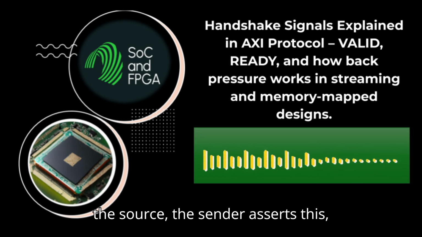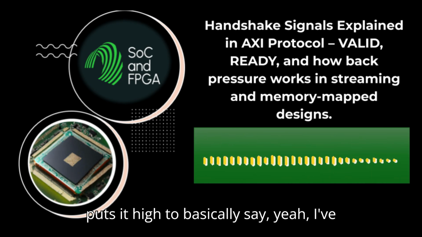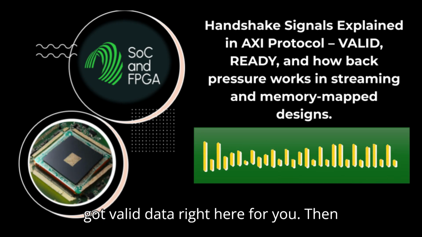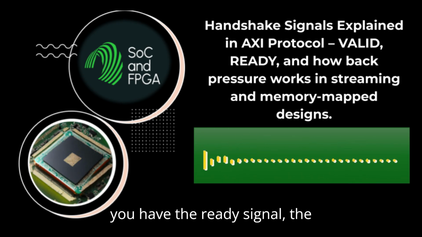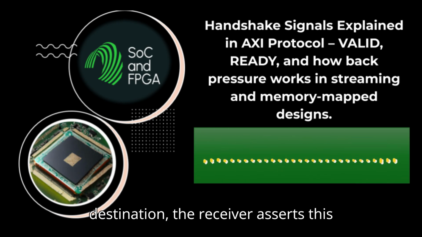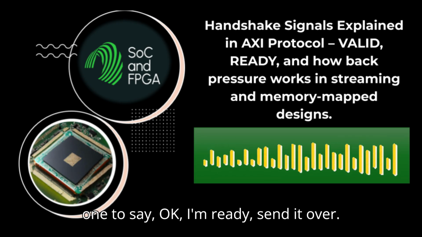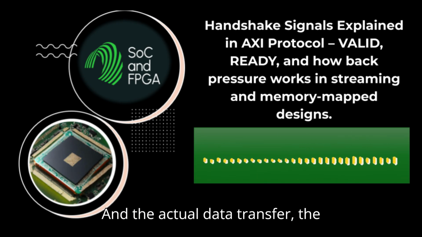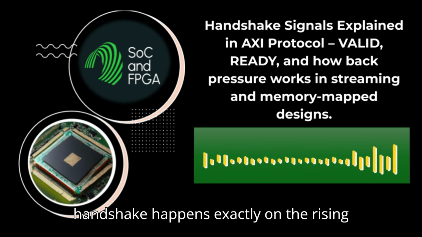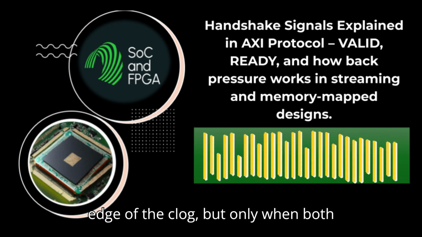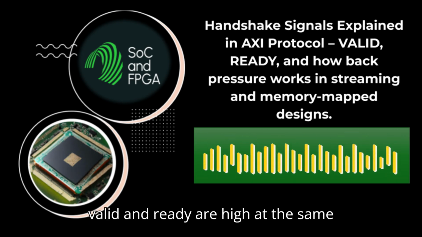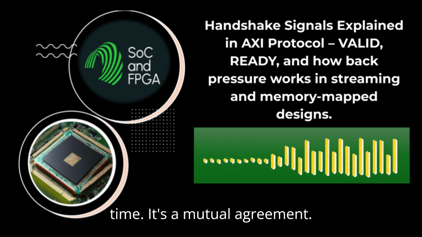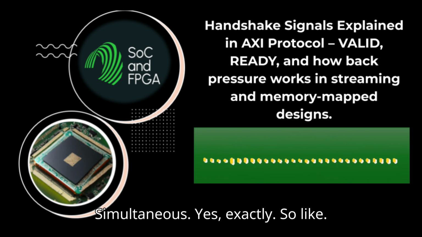The source, the sender, asserts this, puts it high, to basically say, hey, I've got valid data right here for you. Then you have the ready signal, the destination. The receiver asserts this one to say, okay, I'm ready, send it over. And the actual data transfer, the handshake, happens exactly on the rising edge of the clock, but only when both valid and ready are high at the same time.